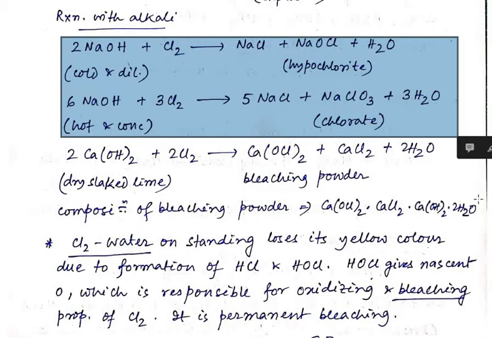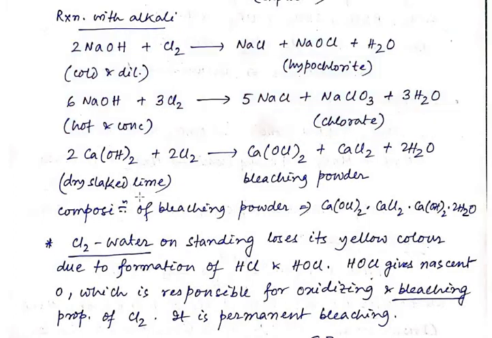Okay. Next, if I have calcium hydroxide, so that is also an alkaline earth metal hydroxide, that is also known as dry slaked lime, and when it reacts with the chlorine, it will form CaOCl2 along with CaCl2 plus water.